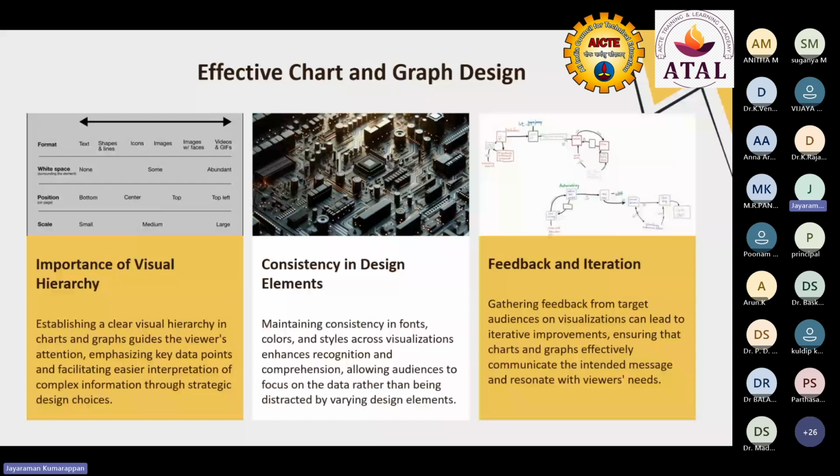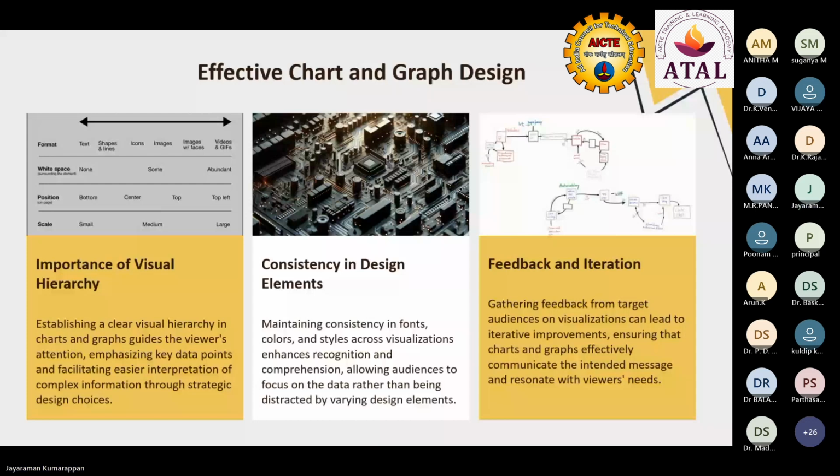Consistency in design elements. Consistency across fonts, colors, and styles ensures clarity. A great example is Spotify's Wrapped campaign. The yearly summary uses consistent design elements, including bold, colorful charts and familiar fonts across all user interfaces and marketing materials. This consistency reinforces brand identity while ensuring users can easily interpret their personal music data.